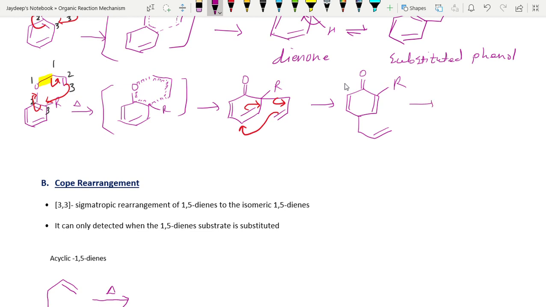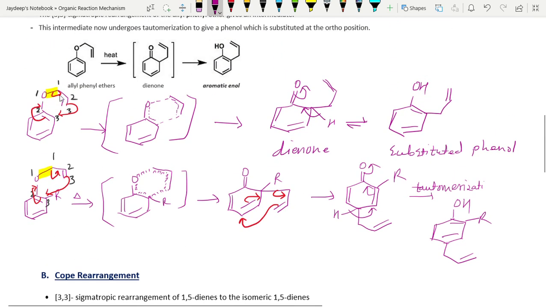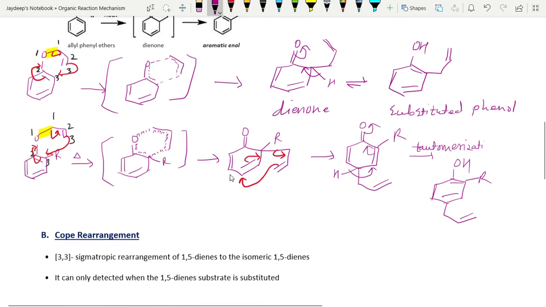And the last one is tautomerization. So this hydrogen is going to migrate from here, here, and finally it forms the aromatic enol. The product is here. This is the R group. Okay, this is the para substituent. If the substituent is there, then this type of group migrates to the para position.